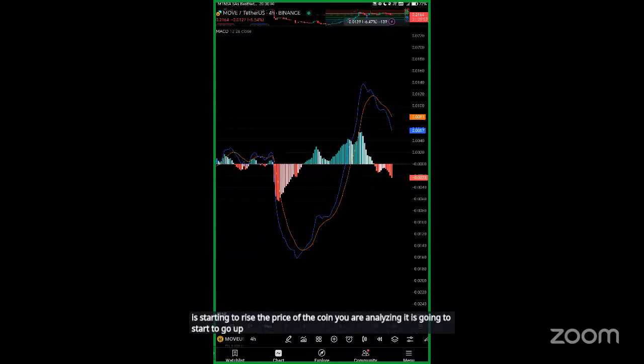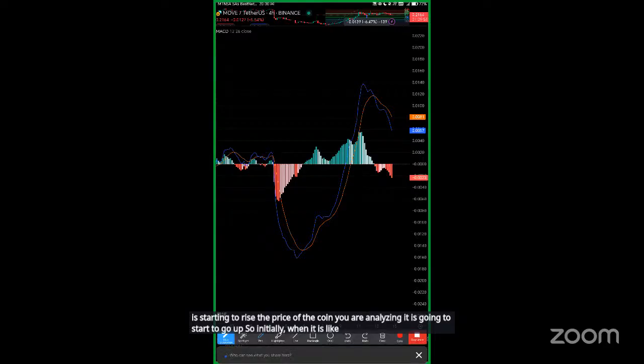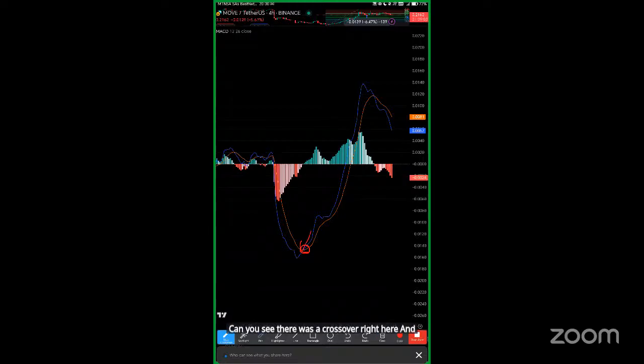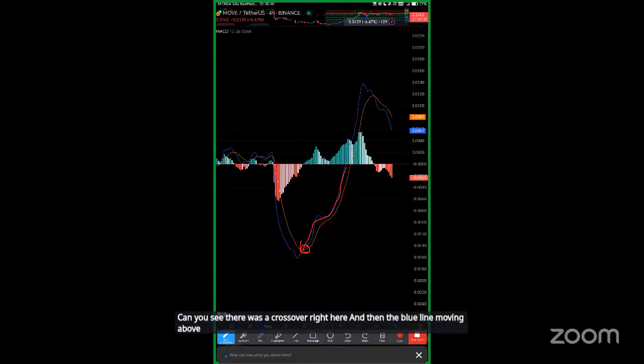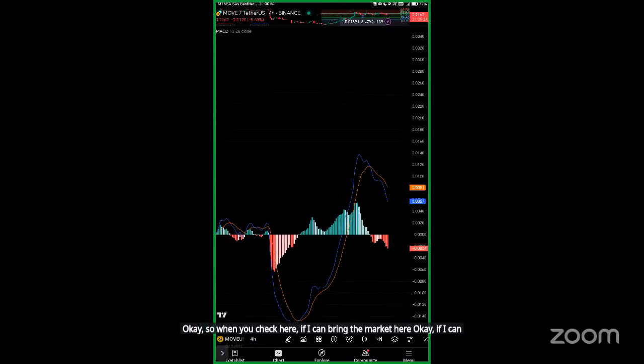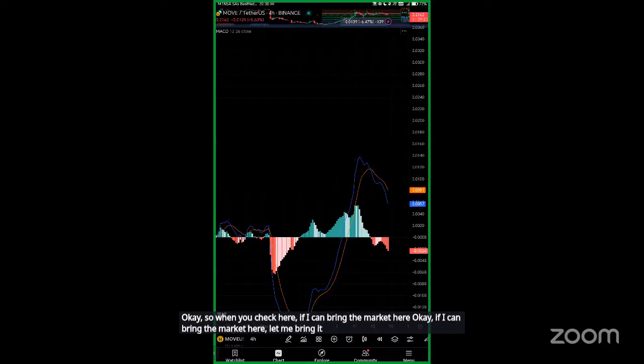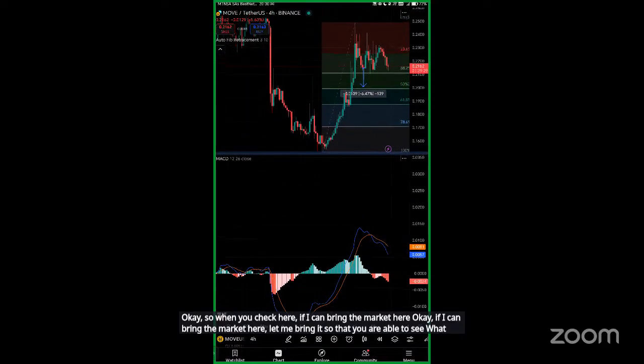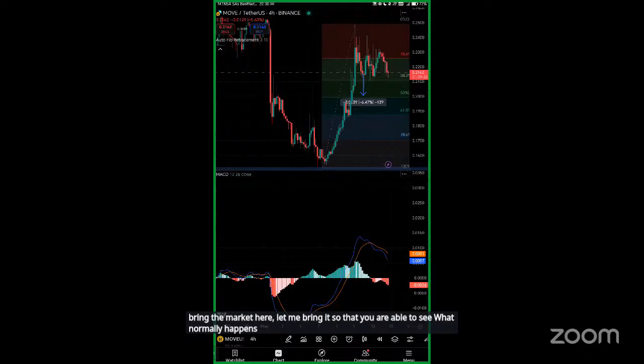So initially when it is like this, can you see there was a crossover right here? And then the blue line moving above the orange line. It has been moving above until it went high up there. Let me bring the market here so that you are able to see what normally happens when the blue line crosses the orange line, starting to move above it.